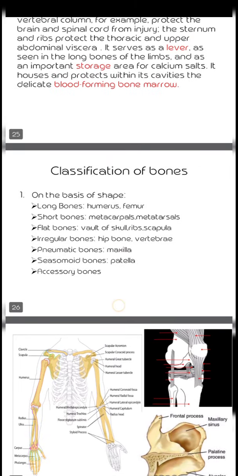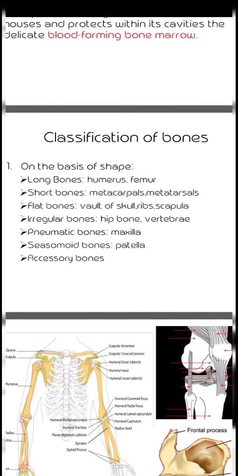Okay, now let's discuss the classification of bones. On the basis of shape, the bones are divided into these types. First, there are long bones. Long bones are those bones which are present in our limbs, such as humerus and femur. Femur is located in the leg, humerus in the arm.